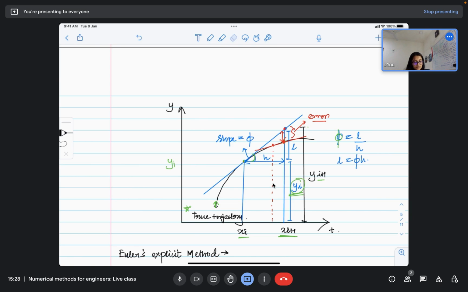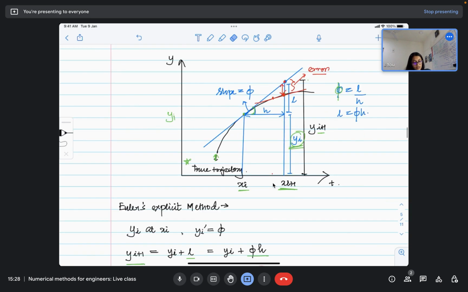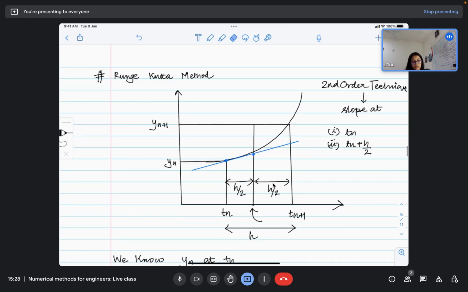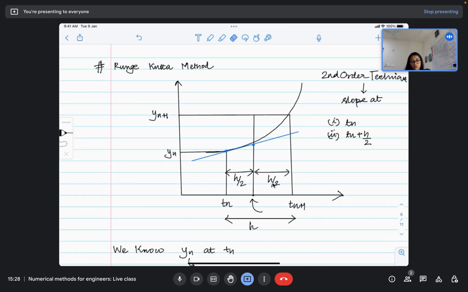Okay. So in order to minimize this error that comes about when we use Euler's explicit technique, a few other techniques have evolved, and one of the most famous are the RK methods or Runge-Kutta methods. So let's see what happens in the RK method.